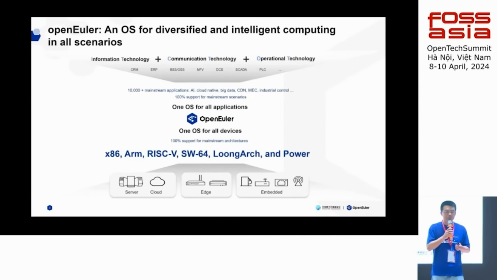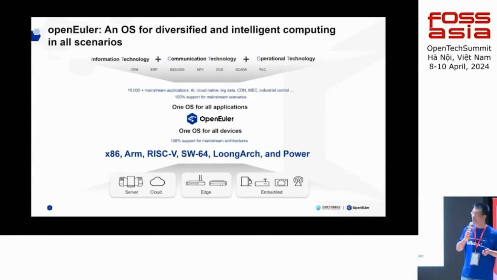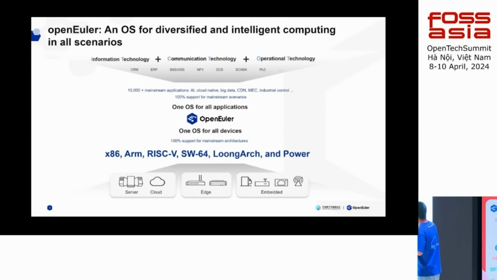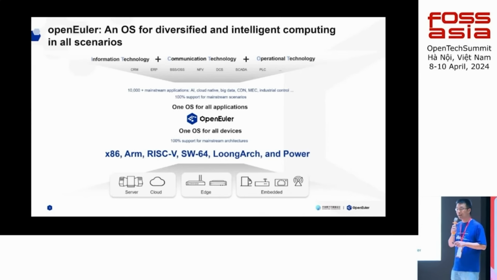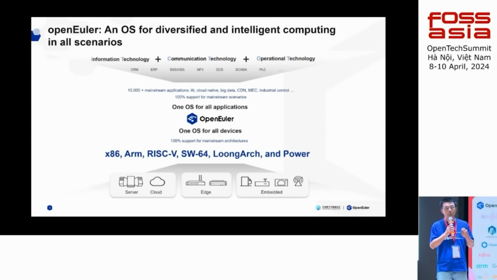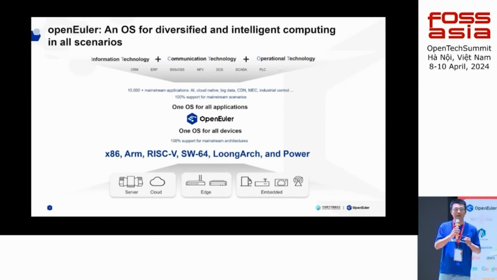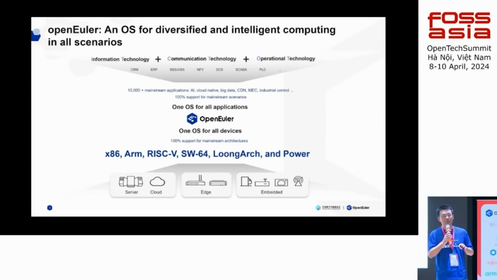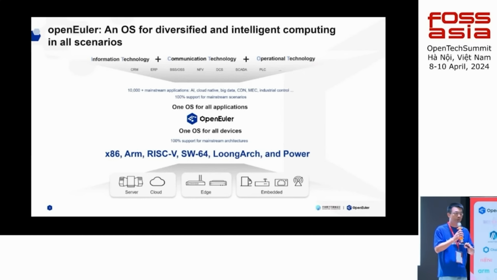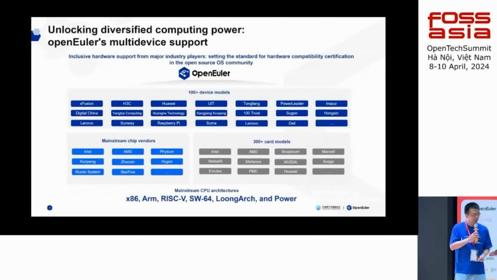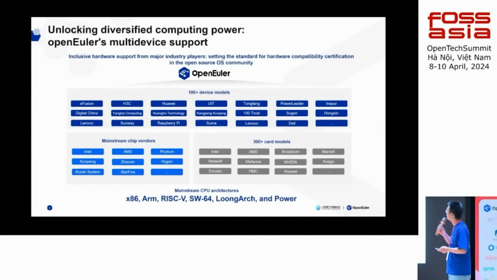So nowadays, openEuler supports most mainstream architectures. For example, x86, ARM, RISC-V, SW64, and Power. And there is also a special one in China, which is called LoongArch. It covers server, cloud, edge, and embedded systems. So we want openEuler to support most of the chipsets and boards in the market. So if you get any board, it's very easy for you to migrate or port openEuler on top of this chipset. Here is the list that we support. There are over 100 kinds of devices you can use.